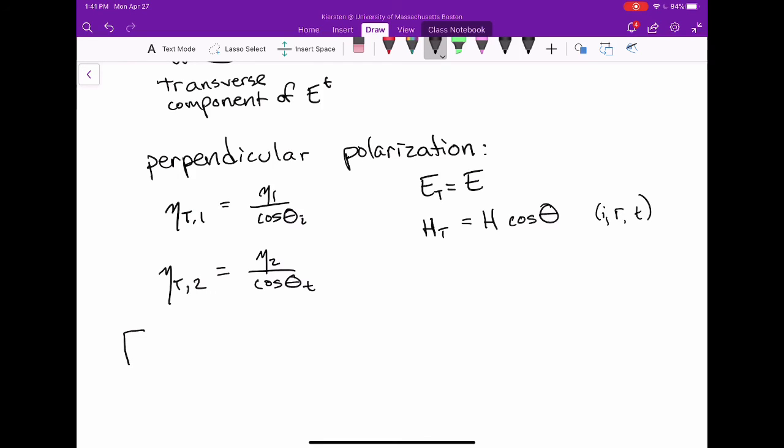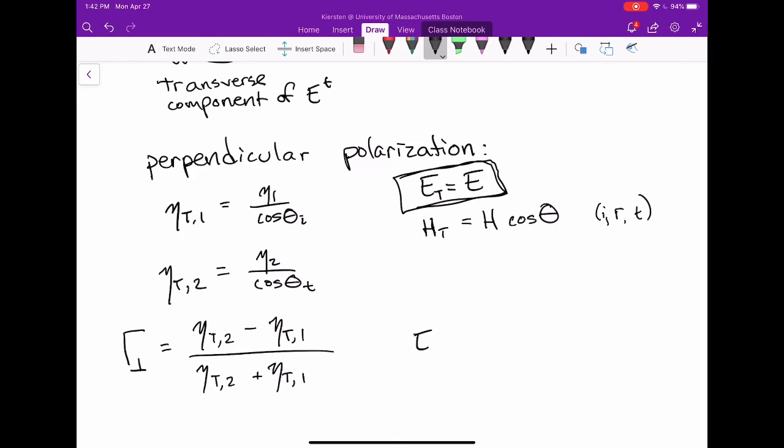Then, the reflection coefficient for perpendicular polarization is pretty much the same: the difference of the transverse wave impedances divided by the sum of the transverse wave impedances. And the transmission coefficient here, because the electric field is completely transverse, we don't have to do that thing with the cosines. So the transmission coefficient is just 1 plus gamma perpendicular, like that.